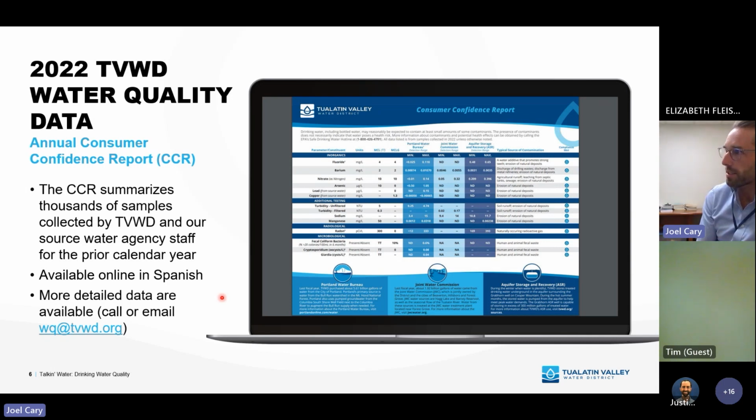So the CCR summarizes thousands of samples that both TVWD collects and our source water providers. That's Portland, that's staff of the Joint Water Commission. It's stuff that we collect from ASR. There's so many samples that get collected in this arena that we do our best to condense it down into this report. That is often a reason why it's much smaller, and we'll walk through a couple of these tables in a minute. It's a way to really effectively take a snapshot for folks to see what's going on in that calendar year, for the types of samples, the types of constituents that we've detected.